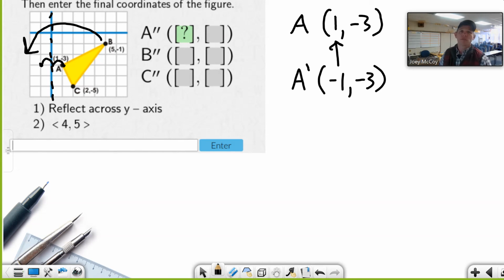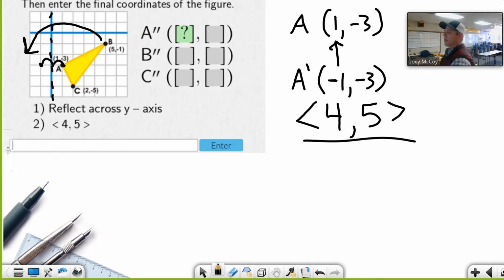My next step is to move to the right 4 and up 5. That's going to be go to the right 4 because the x is positive, and the y is positive, so it's telling us to go up. So I move that shape. -1 plus 4 is 3. It's also 4 minus 1. And -3 plus 5 is going to give me 2. It's also 5 minus 3. And that is going to give me A double prime.